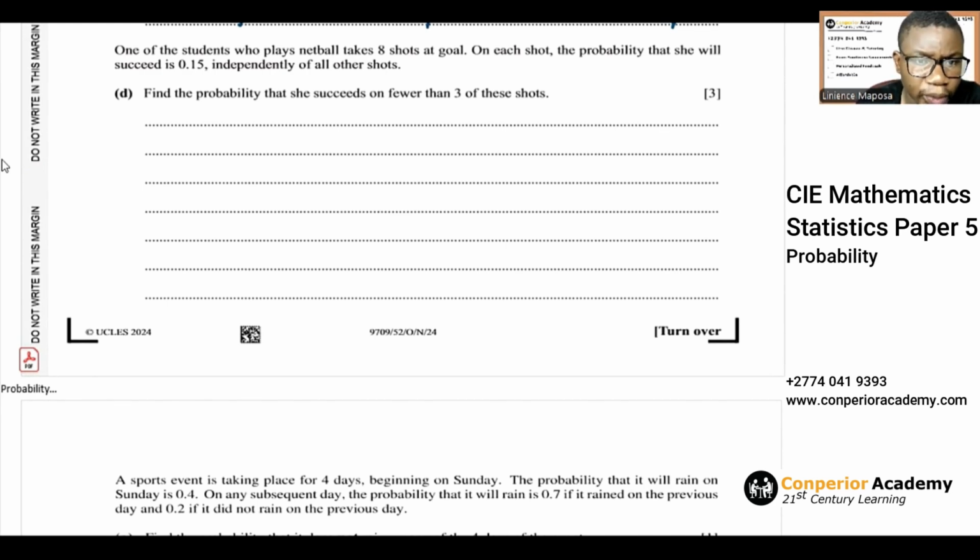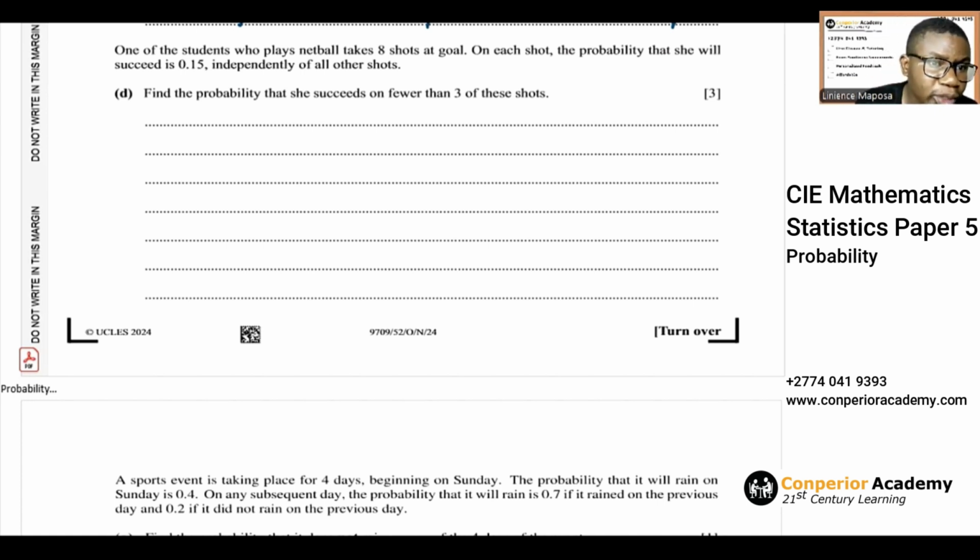Why do I say that? We have a fixed number of attempts, which is 8, and we have a fixed probability of success. On each trial, the probability of success remains 0.15. That means the person who is shooting, the person playing netball, is not learning or improving after every attempt. So if their probability of success now is 0.15, their next shot is still 0.15. Their 7th shot is still 0.15. Their 8th shot is still 0.15. They are not learning. This is binomial distribution.